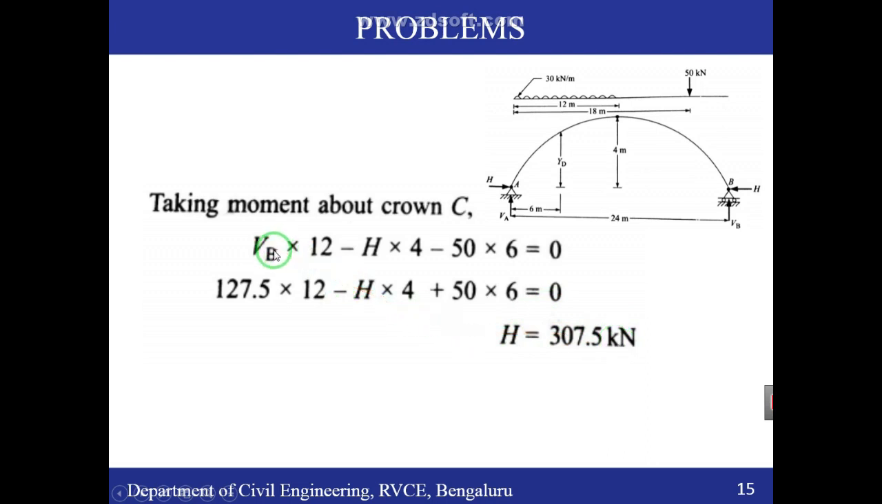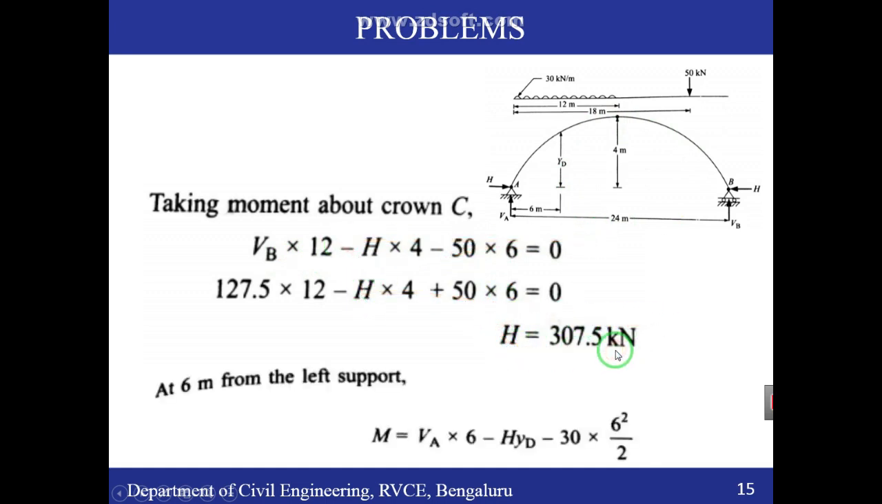So all we need to do is, the value of VB we have already found out in the previous slide. So H is unknown and 50 into 6, all the distances we know. So all that we need to do is cross multiply and make sure that we are getting the value of H on one side, right?